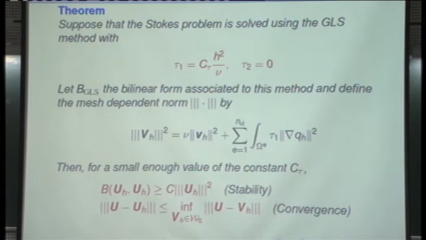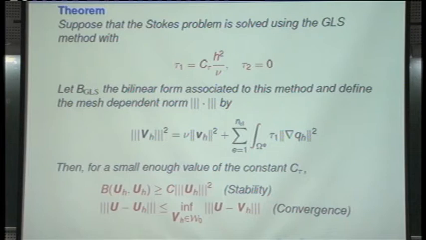And again, like in the SUPG method, that happens in which norm? In this norm. The norm in which this happens is this triple bar norm that contains, sorry again, there is an error here, this is the gradient of the velocity. It's full of typos. So this is viscosity times the gradient of the velocity squared, so essentially the H1 norm, recall that this is the H1 norm, plus this term. And this term gives us control on the gradient of the pressure.